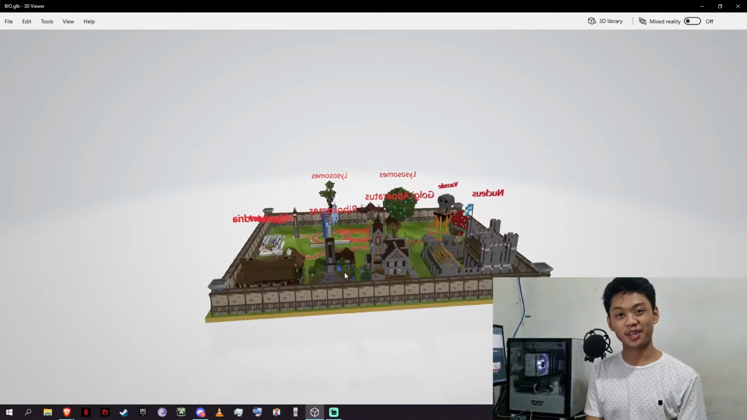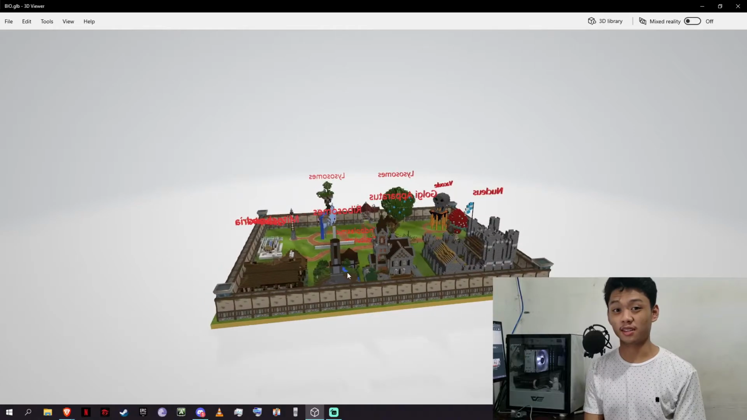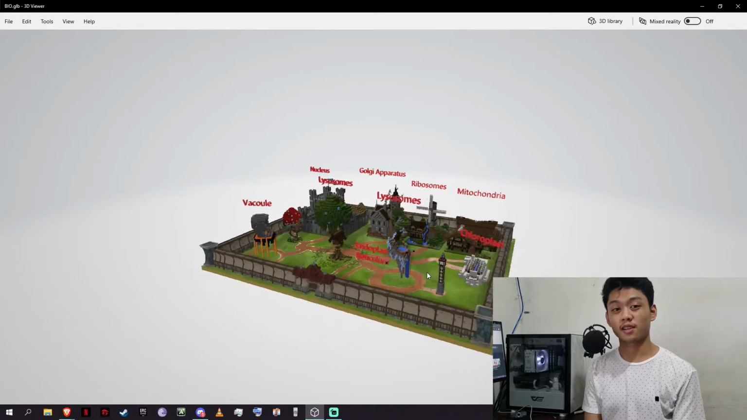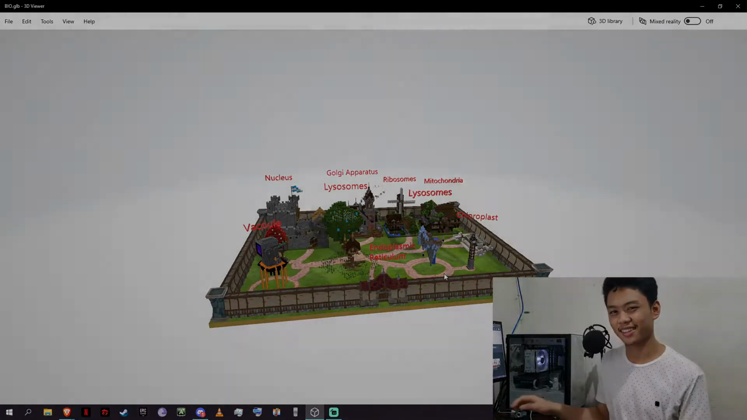So, here we are, introducing my representation of a cell, its parts, and each of their parts' function in a form of village in Minecraft that I have personally built. I know, it's a kids game, but it's fun. You should try it. You can be my friend, our friend, and we can build stuff.